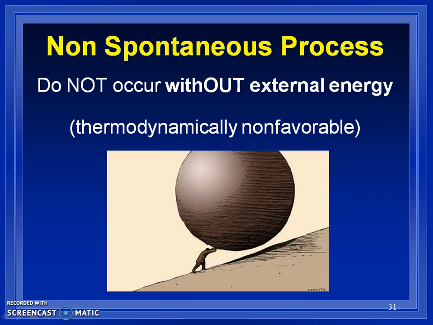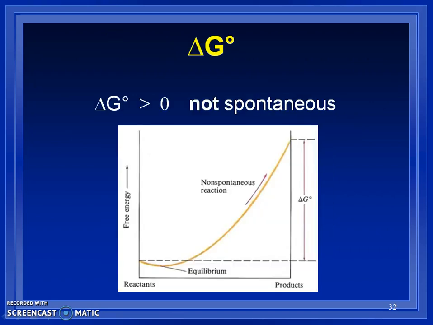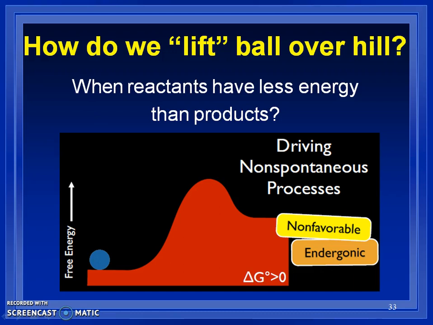So this would be considered a thermodynamically non-favorable process. So again, if delta G is greater than 0, it's not going to be spontaneous. If it's positive, it's going to take too much energy to get all the way up there. So how do we lift that ball over the hill? How do we get from a non-spontaneous reaction to make it go where we want it to go?